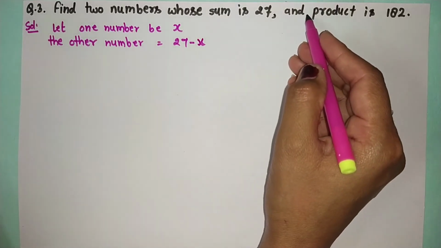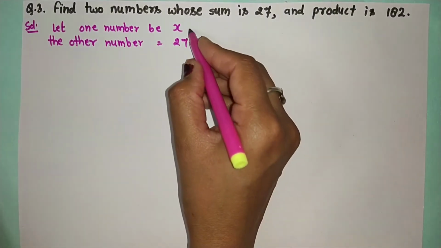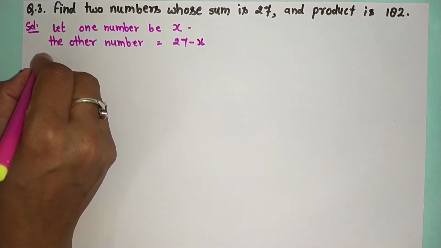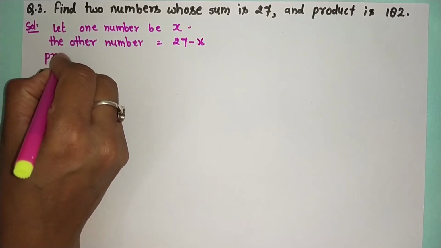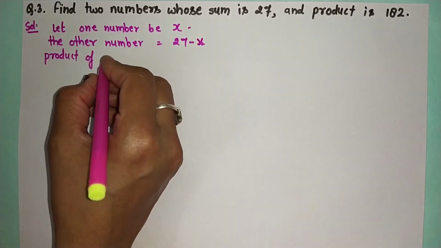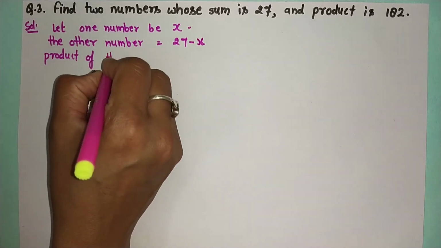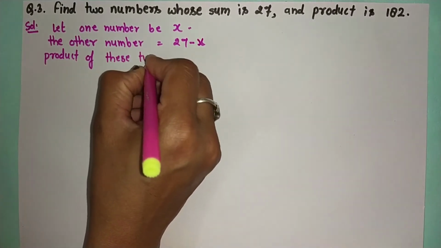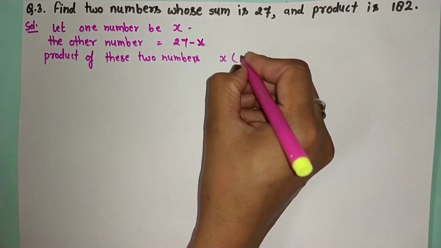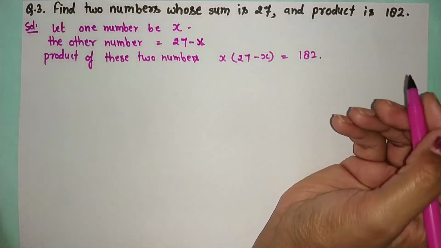And it is also given that the product of these two numbers is 182. That means the product of x and 27 minus x is 182, that is, x multiplied by (27 minus x) is equal to 182.